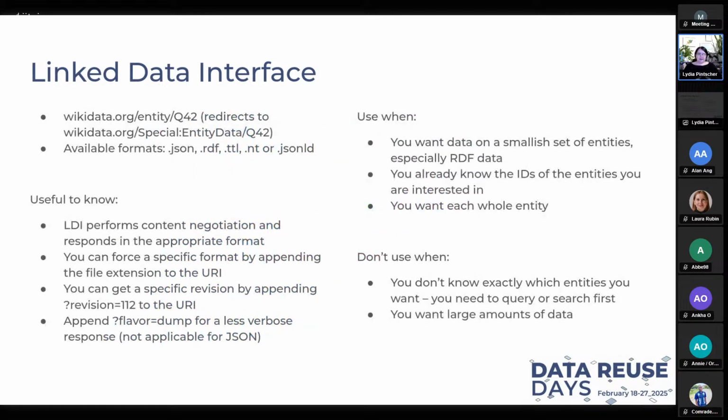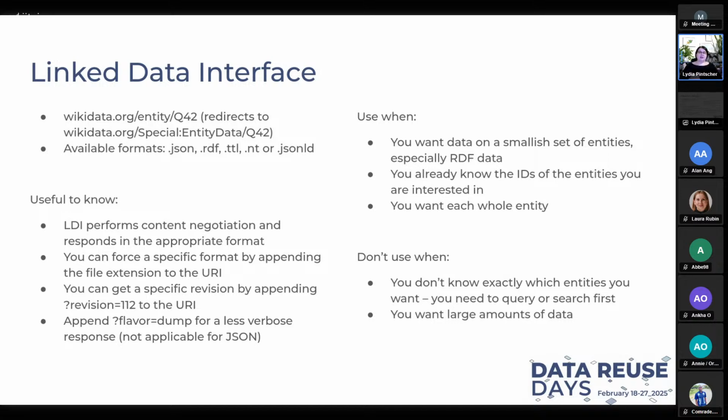For every item or entity on Wikidata, you can find this linked data interface at wikidata.org/entity/, for example Q42, which then redirects you to wikidata.org/Special:EntityData/Q42. And there you can get data in different formats, from JSON to RDF to Turtle to NT to JSON-LD. Depending on what you want for your application, you can choose.